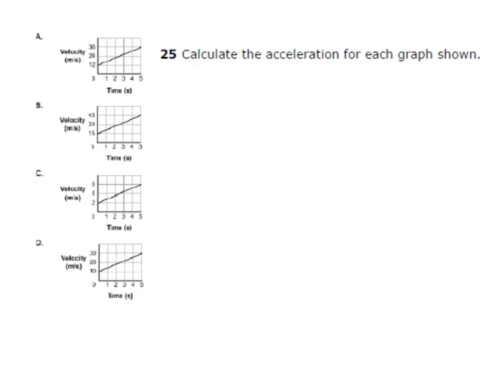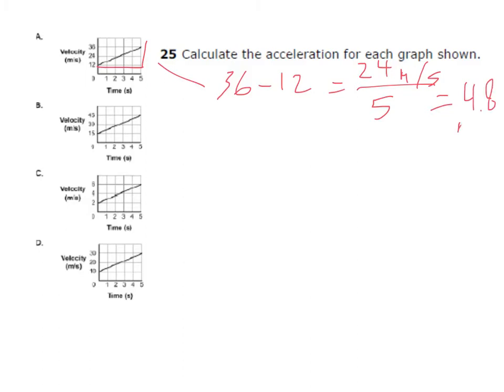25. Calculate the acceleration for each graph. Well, for each graph we need to do the rise over the run, and the rise in this graph is 36 minus 12, so that's equal to 24 meters per second divided by 5 seconds. So that's a little under 5, so that's 4.8 meters per second.